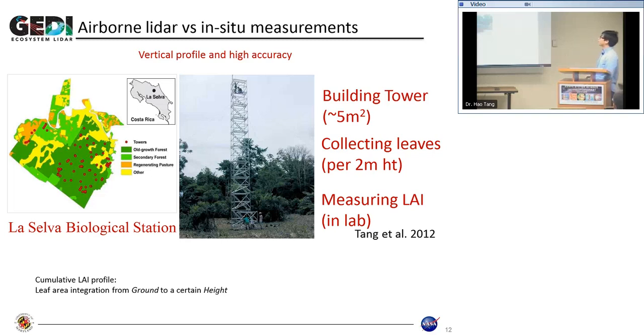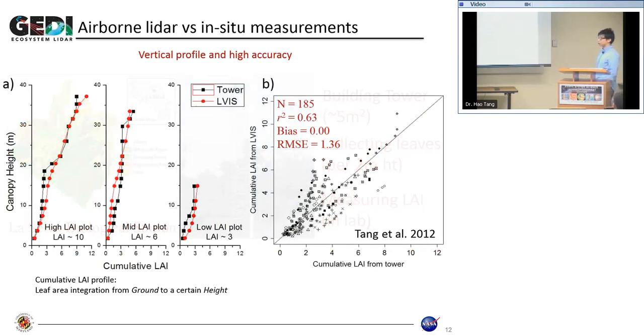And here's my favorite spot at the Smithsonian Biological Station in Central America. All the red dots represent each individual measurement of this tower. So what people actually do there, they build the tower, and the field crew members collect all the leaves and measure them in a lab to give you the best representation of the vertical foliage distribution in the tropics. How would it compare with lidar? This is what it looks like.